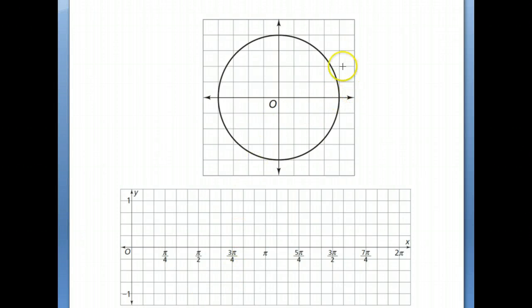Alright, so we're going to look at the unit circle and kind of create it from scratch. Here we have a circle of radius 1, and we're also going to use the space down here to create the sine and cosine curve from what we have with the unit circle.